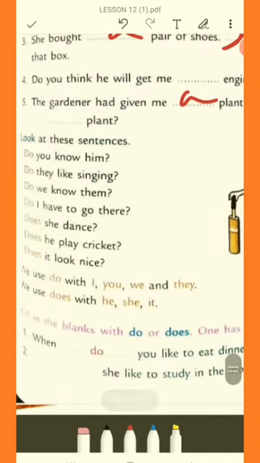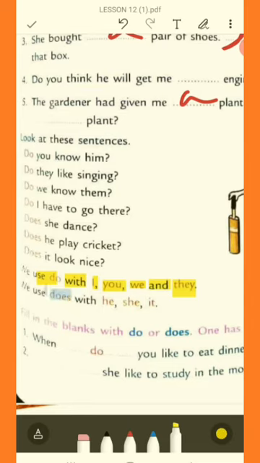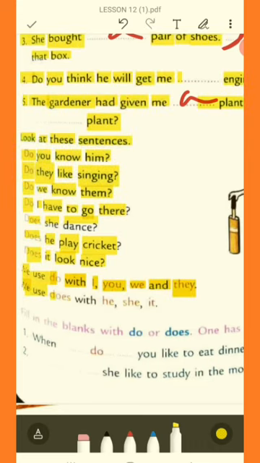You are asked to look at the sentences. Do you know him? Do they like singing? Do we know them? Do I have to go there? Does she dance? Does she play cricket? Does it look nice? We use do, always remember, with I, you, we, and they. On the other hand, we use does with he, she, it. Do not have confusion. We use do with I, we, and they. We use does with he, she, it. Right? That's how you go.